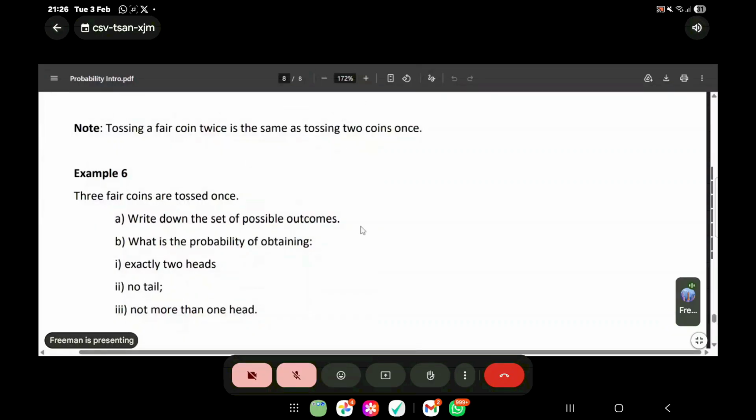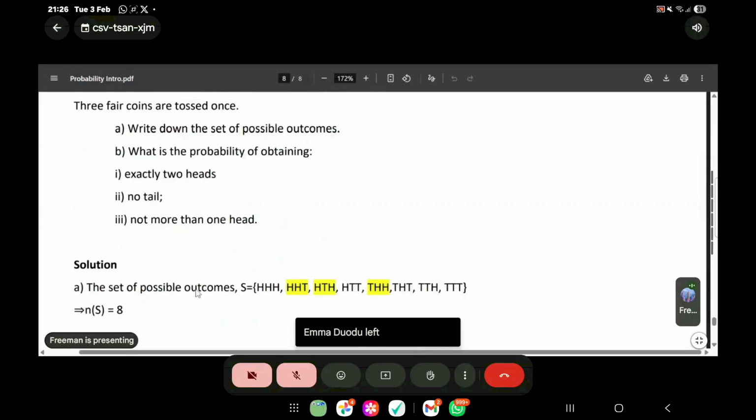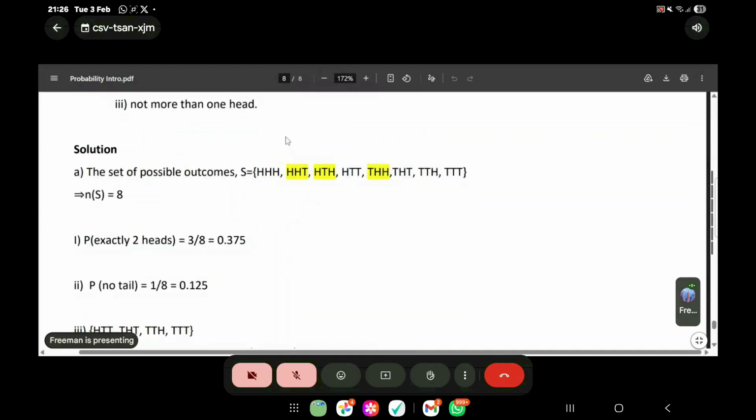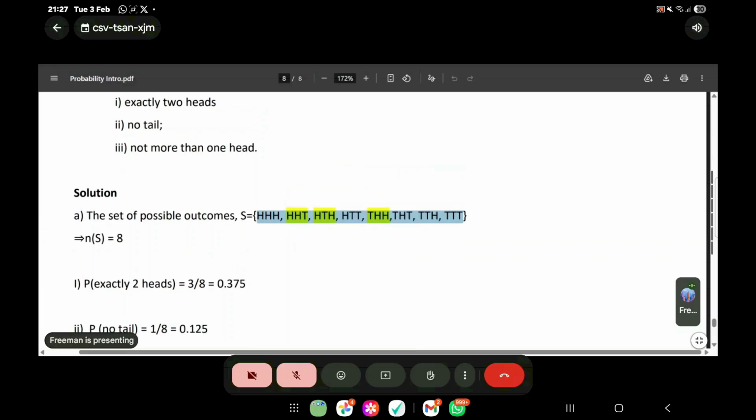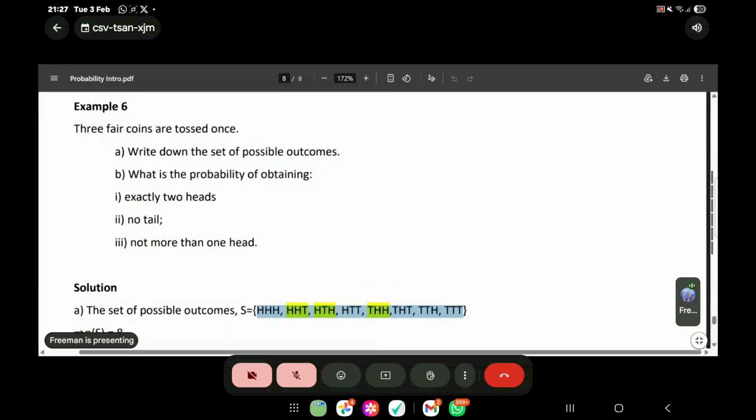Write down the set of possible outcomes. That's the sample space. What is the probability of obtaining exactly 2 heads, no tail, not more than 1 head? When 3 coins are tossed together, these are the possibilities. We already talked about it earlier. The size of the sample space is 8. There are 8 options here. So the first part, the sample space, we have done it.